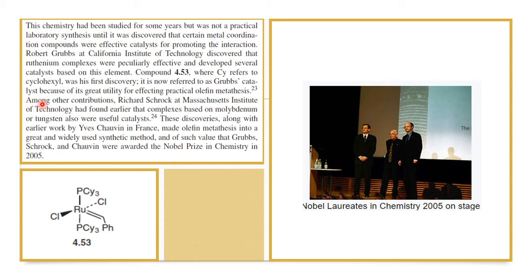Apart from Grubbs, you also have Richard Schrock of Massachusetts Institute of Technology, that is MIT. He had found earlier that complexes based on molybdenum and tungsten are also useful catalysts in bringing about this change. His discoveries, along with the very early work of Chauvin in France, made olefin metathesis into a great and widely used synthetic method. And three of them were actually awarded the Nobel Prize in 2005 for this.